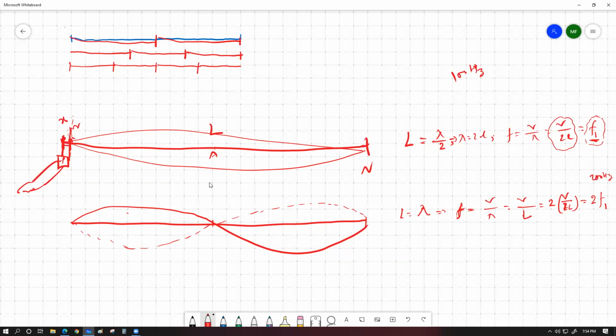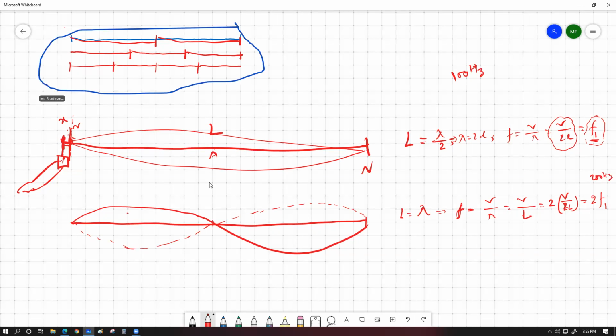These vertical lines are the nodes. The stationary points are the nodes. Here we have two nodes. For a wire or a string, we're going to have nodes on two sides of the wire, and we can have multiple antinodes and nodes in between depending upon what frequency we are generating.